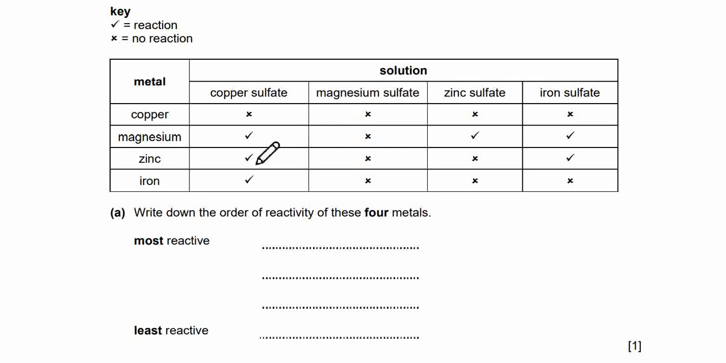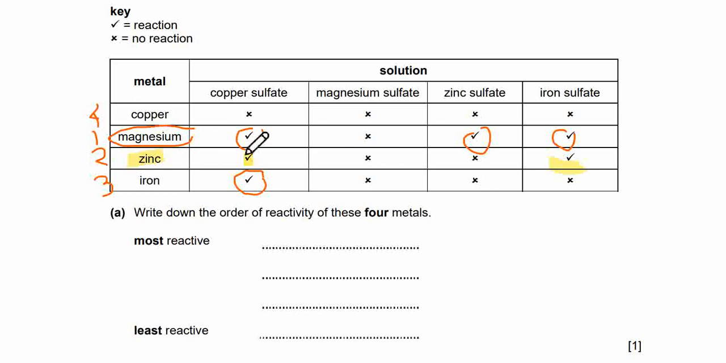The most reactive will be the one with all ticks. These are 3 ticks. And this one will be followed by 2 ticks. 2 ticks will be this one and this one. So followed by zinc. The first will be magnesium because of 3 ticks. And the last will be iron with 1 tick. So this is number 1, this is number 2, this is number 3. And the last is all crossed, it means number 4 is the least reactive.